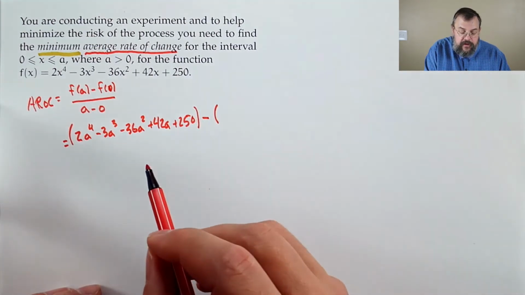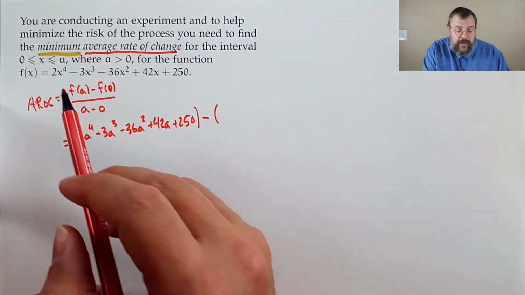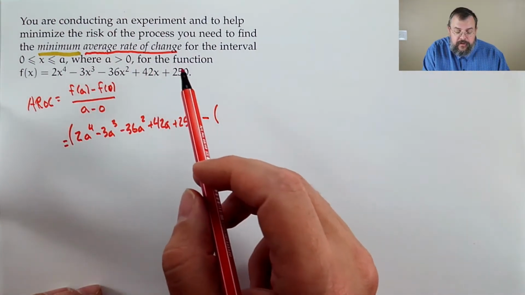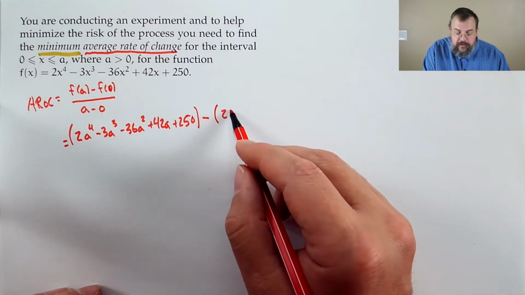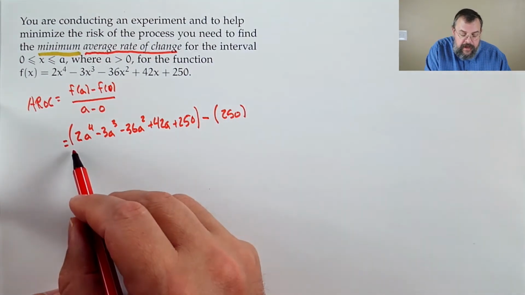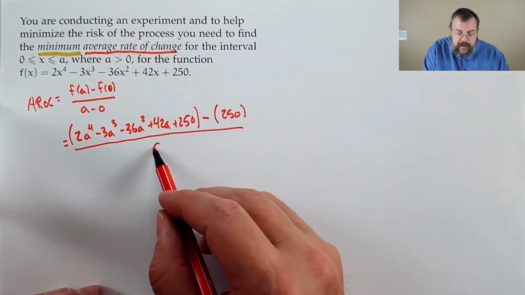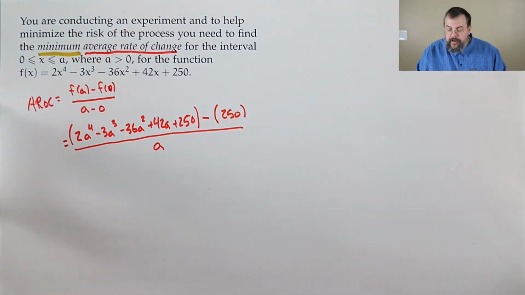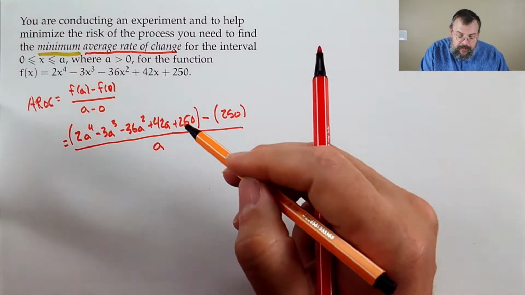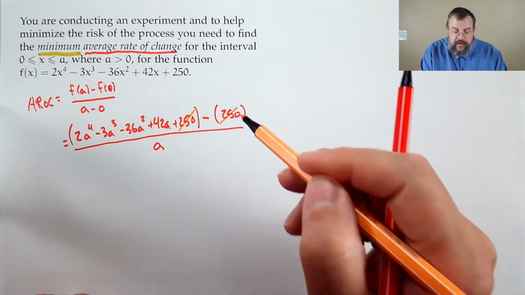Subtract, what happens at 0? Well, 0 is very convenient. 0, 0, 0, 0, 250. So subtract 250, and that's all divided by a. All right, well, hopefully something nice will happen. A little bit nice happens. The 250s cancel. That's good.